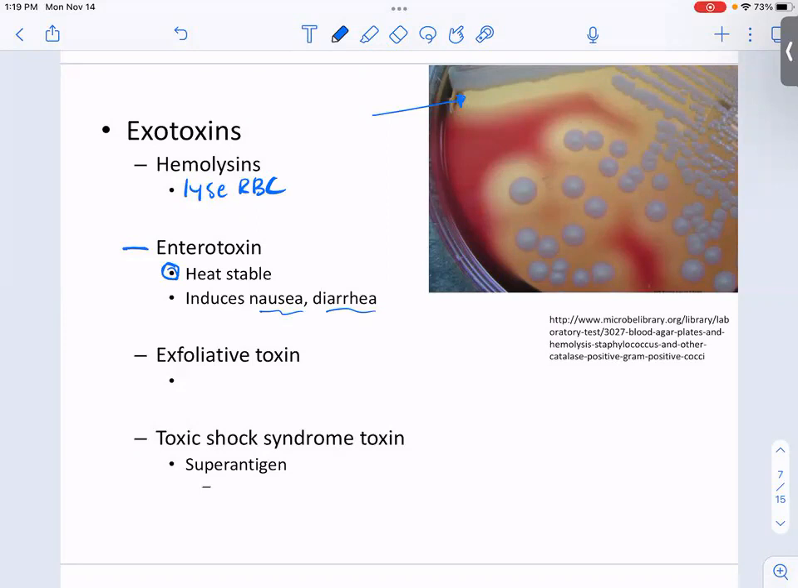Exfoliative toxin. This is a toxin that causes the skin cells to separate.